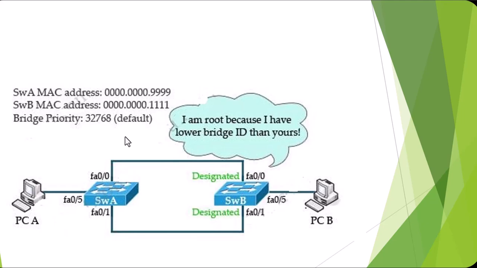So then when switch B is selected as the root bridge, it will put all its interfaces into forwarding state. They are called designated. So all its ports are in forwarding state.